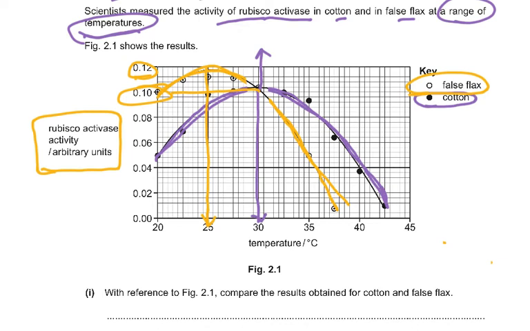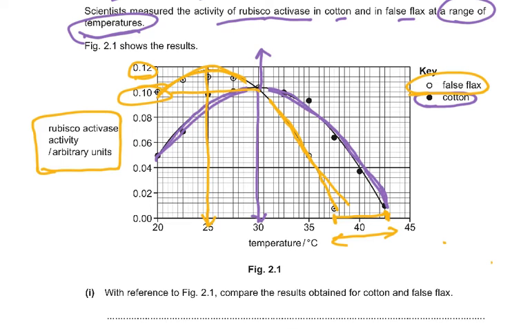The third thing is cotton can work at higher temperatures than flax. Now, if you look at cotton, you see this is where it's still working at higher temperatures, while here this has finished. While here it is still working. Now look at this temperature from here to here, it's still working. So cotton can work at higher temperatures than flax.